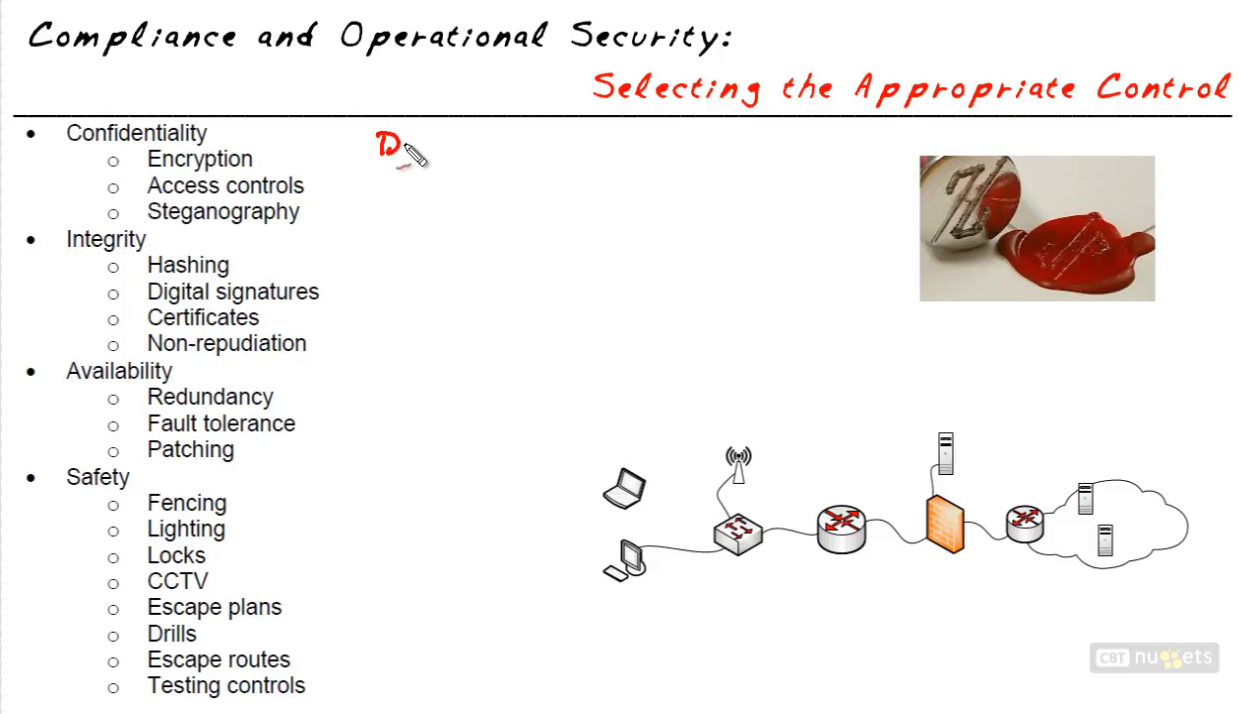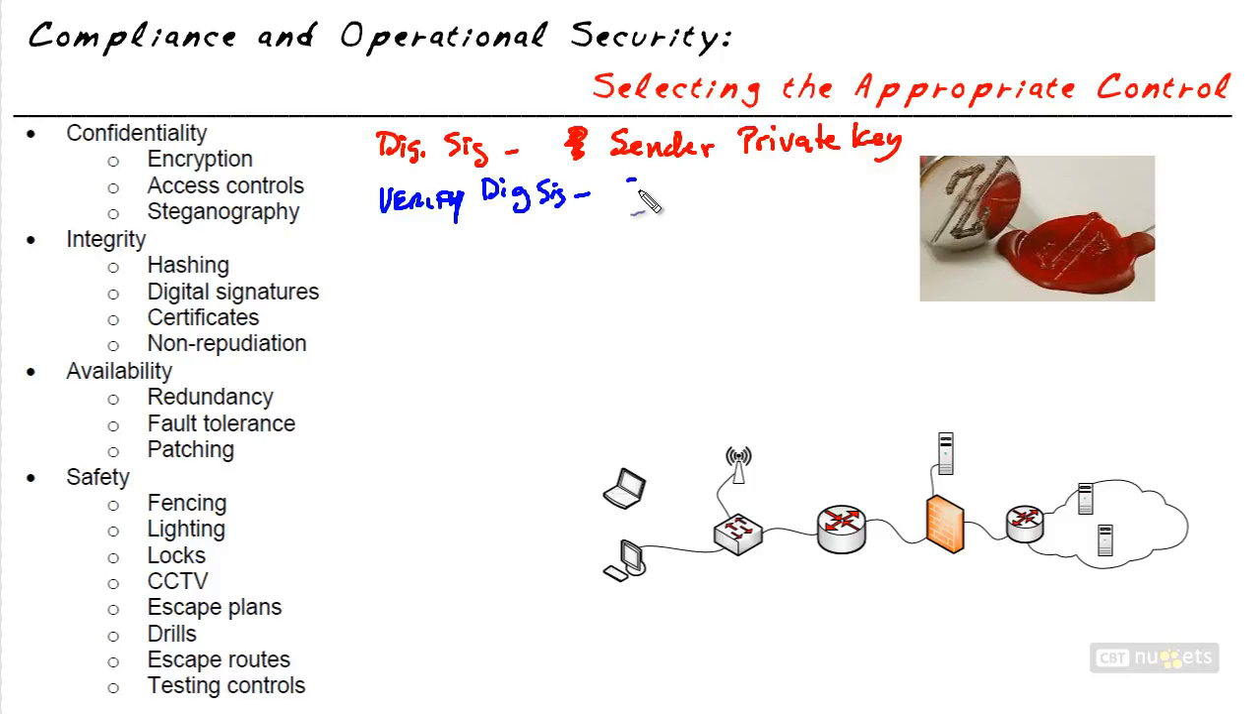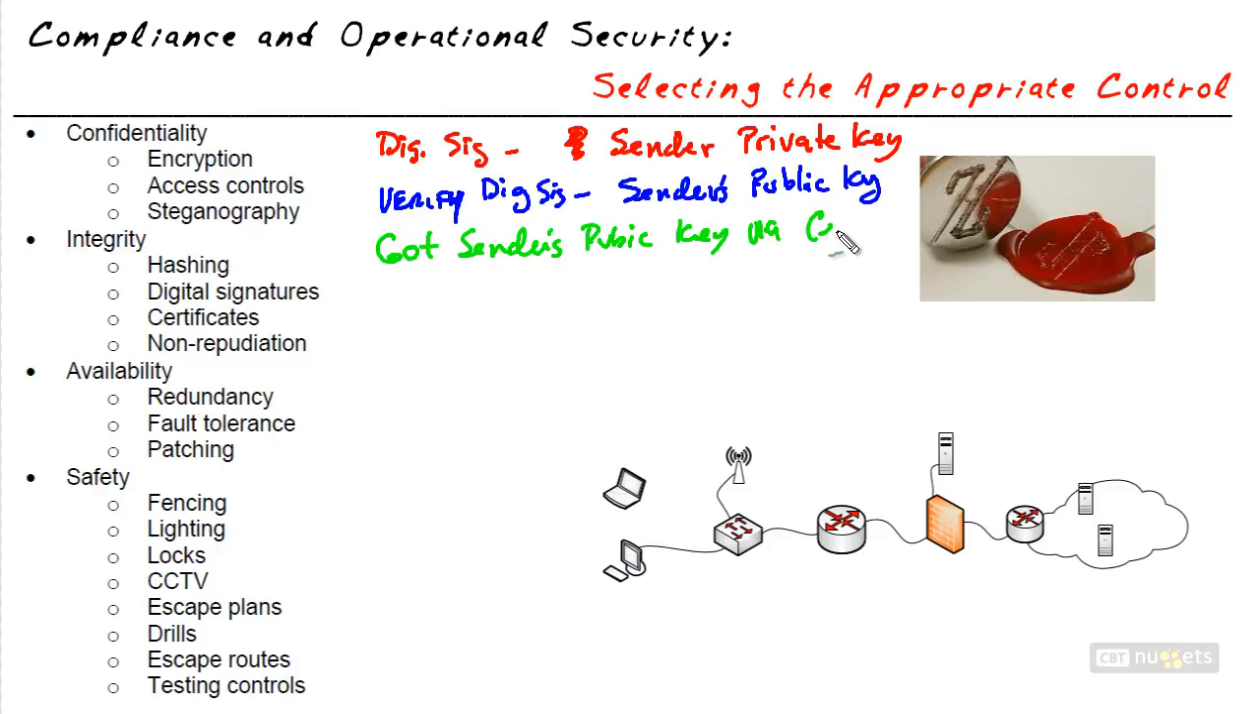To perform a digital signature, we're going to use the sender's private key, which is part of the sender's public-private key pair that was generated by that sender. To verify a digital signature, we're going to use the sender's public key, which leads us to the question of how did the recipient get a copy of the sender's public key? And the answer is we got the key via certificate.